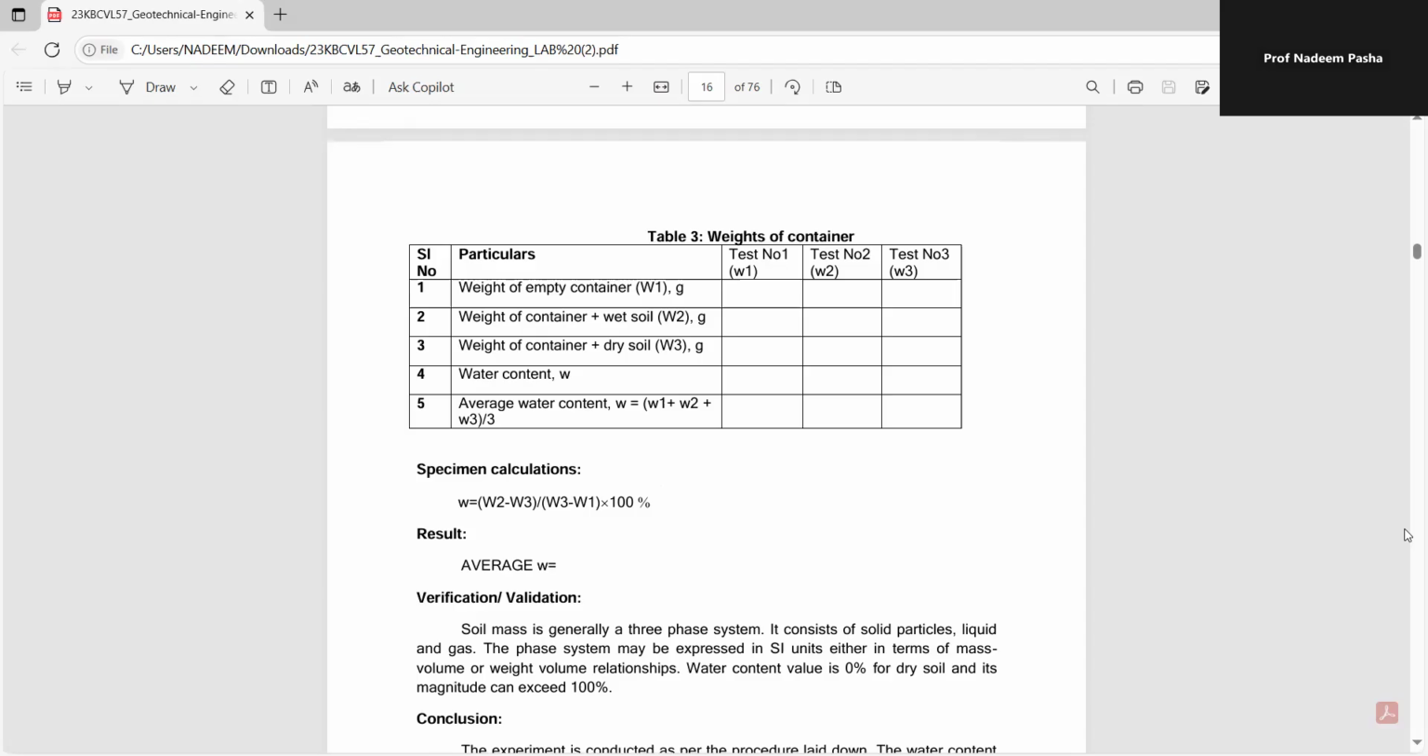Verification or validation. Soil mass is generally a three-phase system. It consists of solid particles, liquid, and gas. The phase system may be expressed in SI units either in terms of mass-volume or weight-volume relationship. Water content value is 0% for dry soil and its magnitude can exceed 100%.